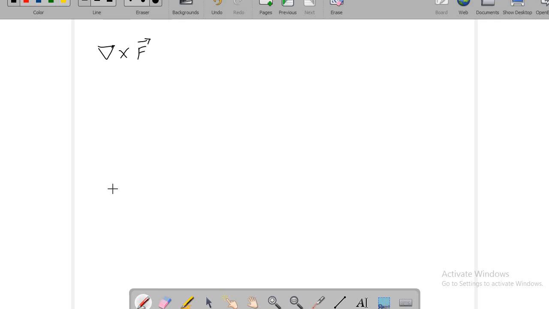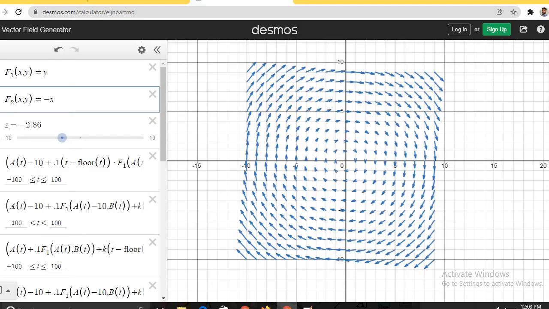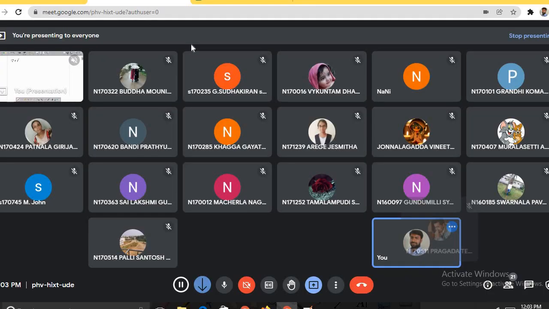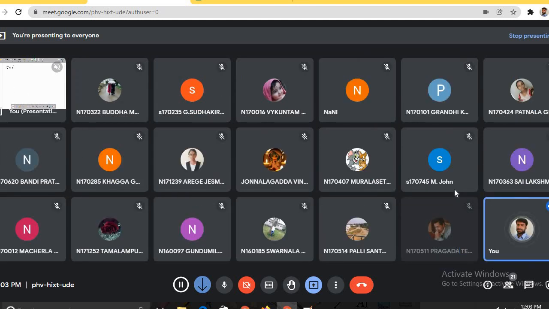And the next thing, let's see the operation of this operator with respect to the cross product. That is del cross f bar. And let me know if you have any questions or doubts. If you have questions, please stop me and ask.